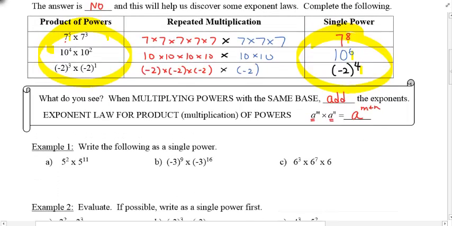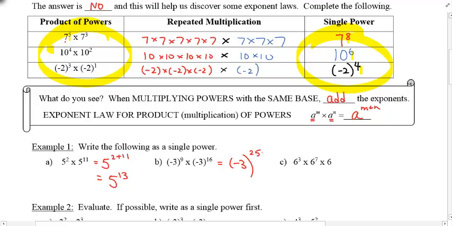So let's try these examples. Write the following as a single power. I have 5 to the power 2, and I have 5 to the power 11. Yes, the base is the same, so we'll just write down the 5, and all we need to do is add the 2 and the 11, or 5 to the power 13. Okay? Similarly for the next one, the base is the same, so we'll just keep it as negative 3. And 9 plus 16, that's just 25.